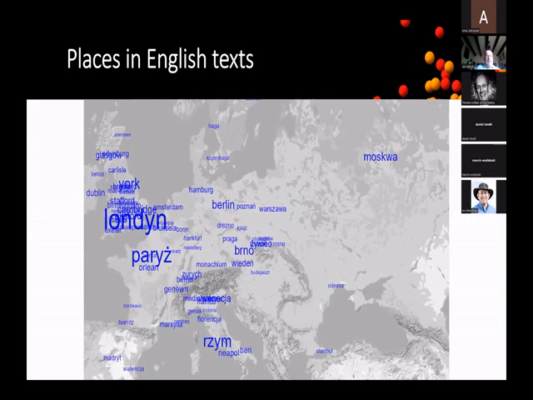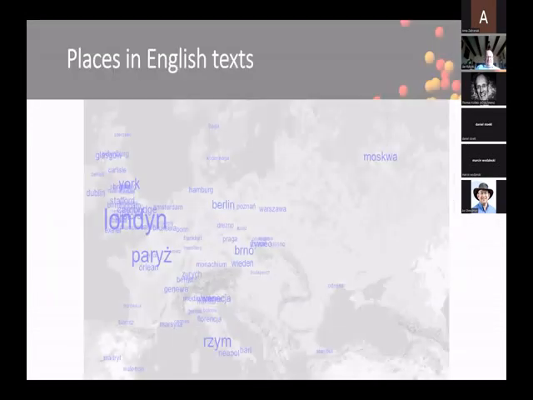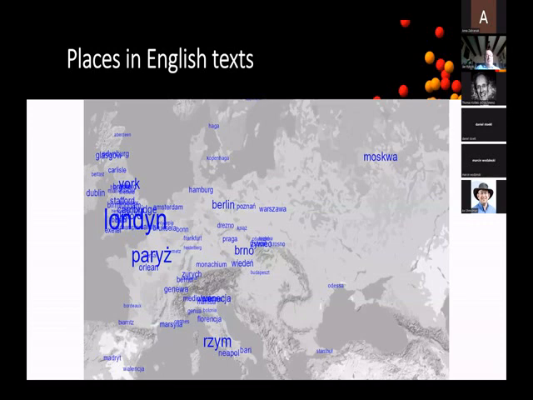But it's sort of interesting that London has such a huge domination in literature translated from the English. That is, of course, literature translated from English literature, simply English literature. In comparison, German literature seems to be much more cosmopolitan. Look how important Paris and Rome are as compared to their relative importance in English texts.